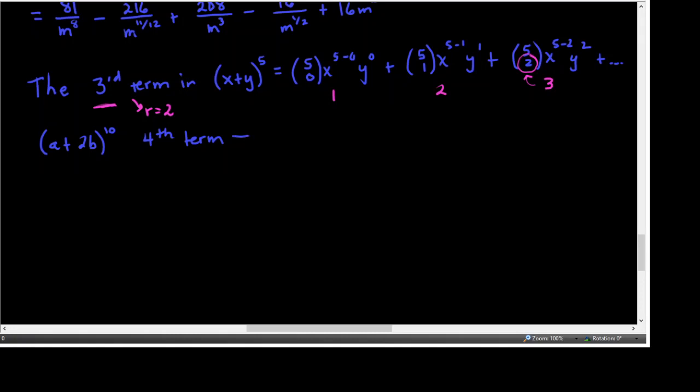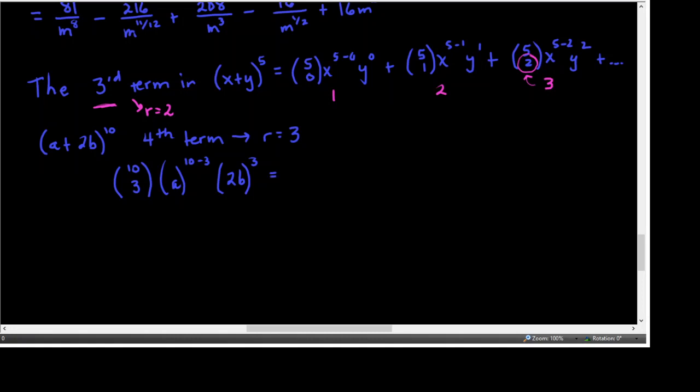So if it's the 4th term, that means r is what number? Right, 3. So n, of course, is 10, because that's the power on the binomial. So 10 choose. We just decided r was 3. 10 choose 3. Our first thing is a. That'll be raised to the 10 minus 3 power times the second thing, which is 2b, raised to the 3rd power. And now all you have to do is simplify.